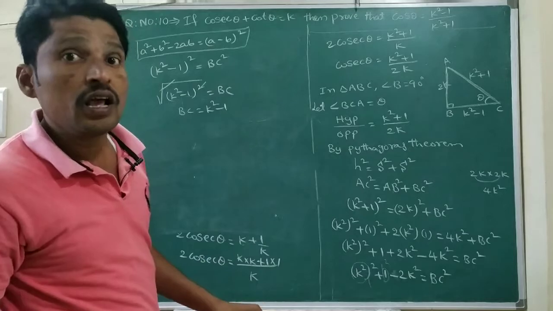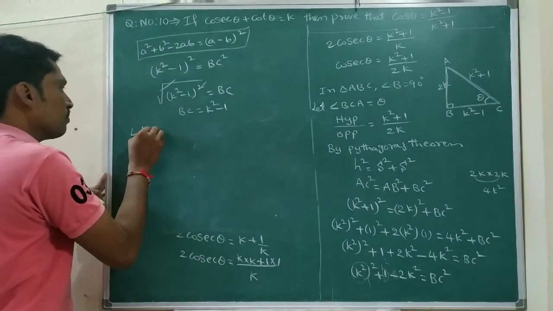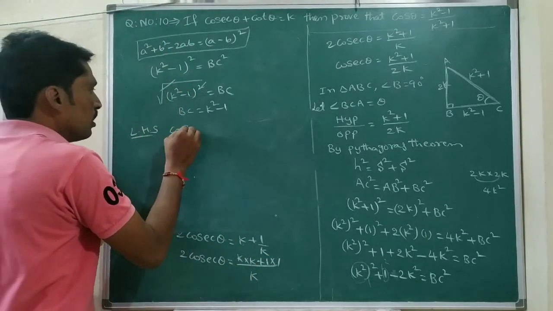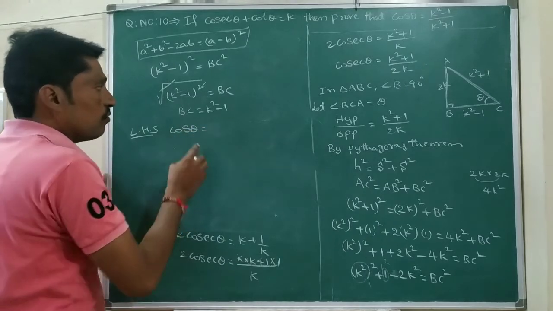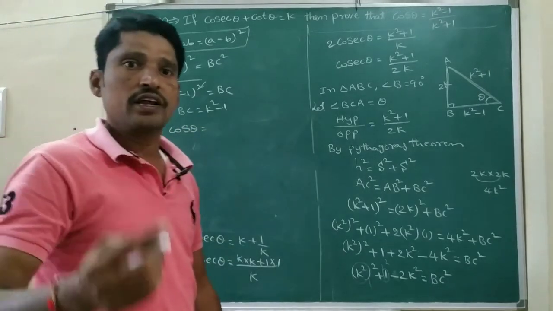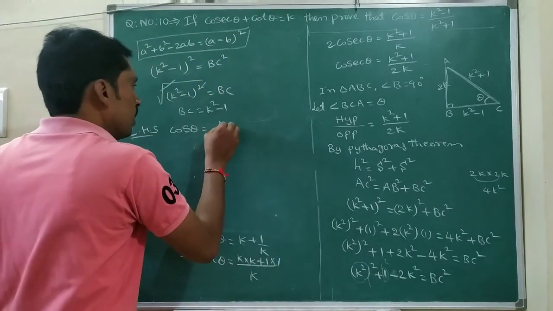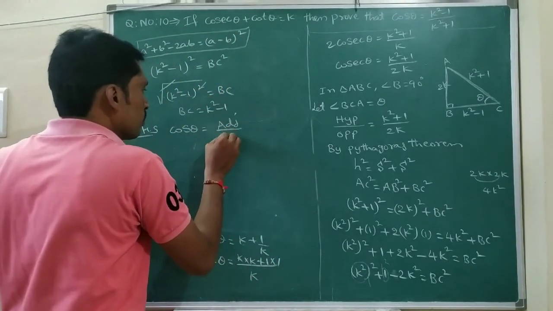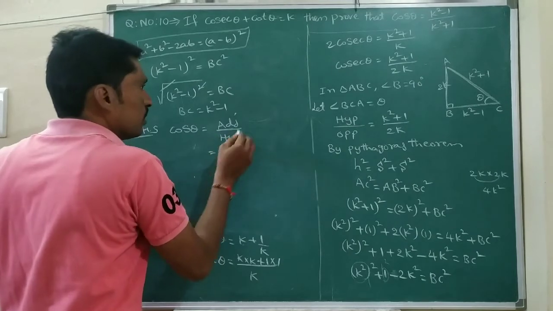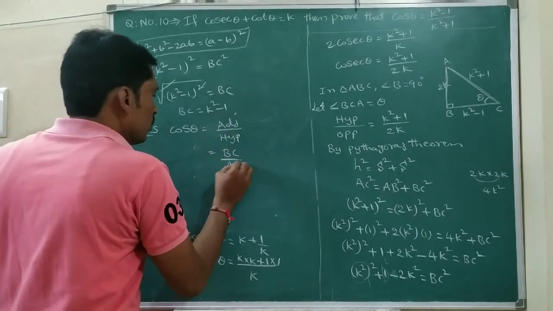Now what do we need to find? Cos theta value we need to find. So LHS, cos theta equal to, what is cos theta? Cos theta means adjacent side to angle theta by hypotenuse. Adjacent by hypotenuse. So what is adjacent? BC is adjacent, hypotenuse is AC.